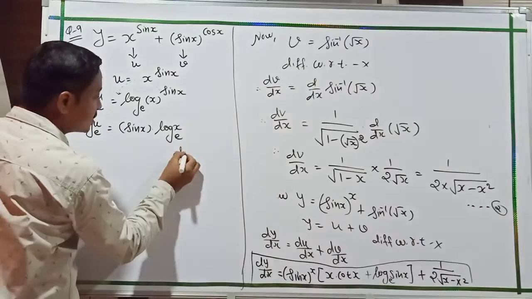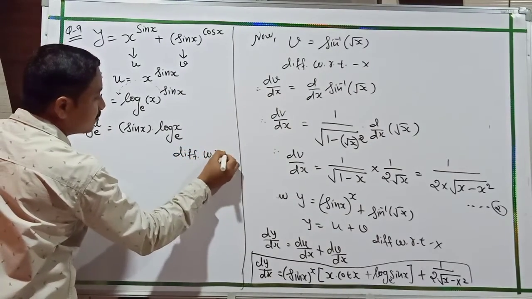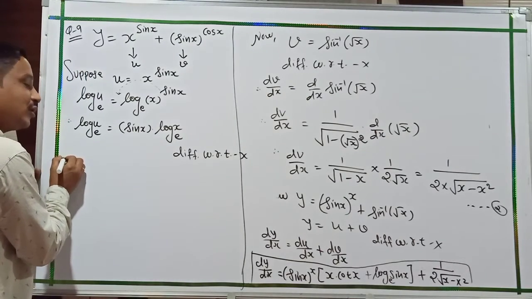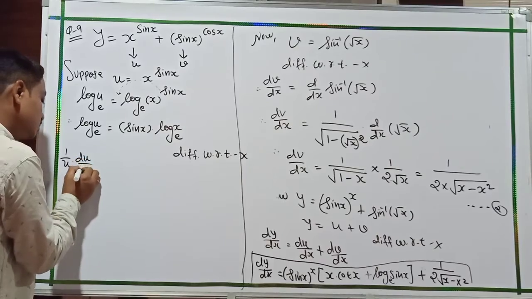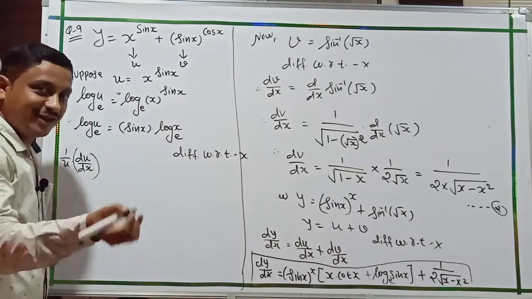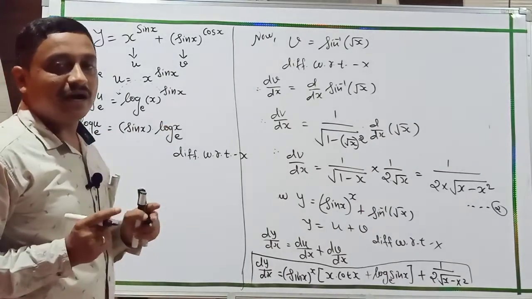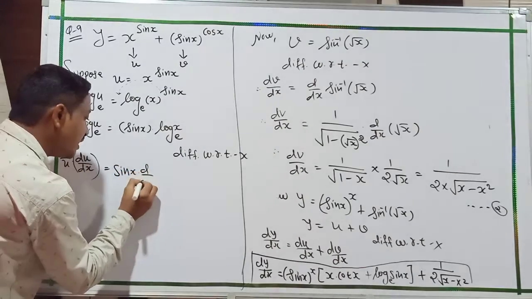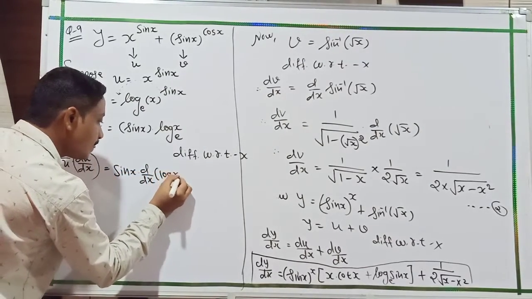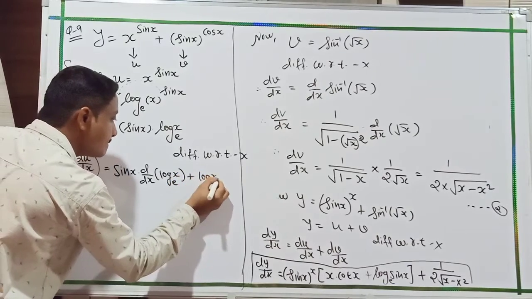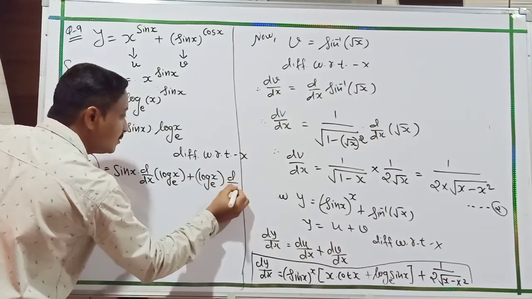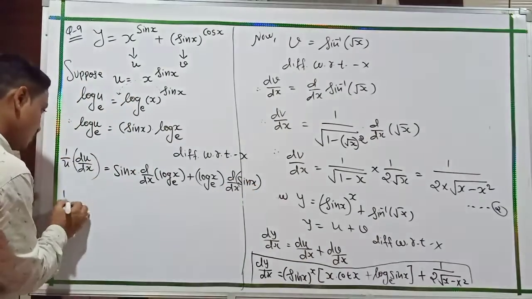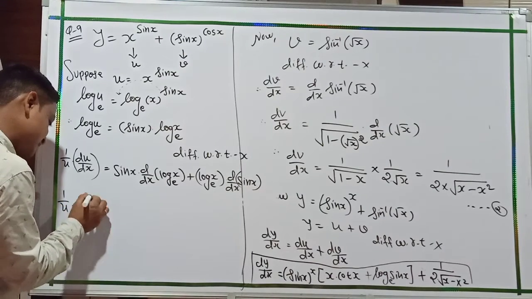Now start differentiation with respect to x. What is the derivative of log u? 1 by u, and u's derivative, du by dx. And here, students, apply our product rule. The product rule is: first into derivative of second, plus second into derivative of first, d/dx of sin x. Now 1 by u du by dx as it is mentioned.